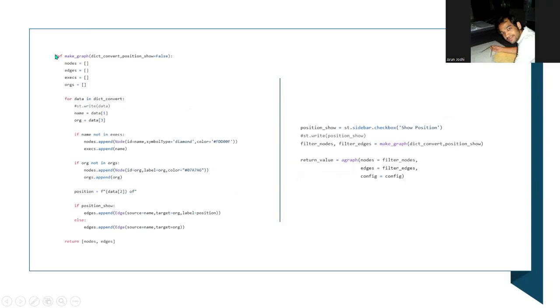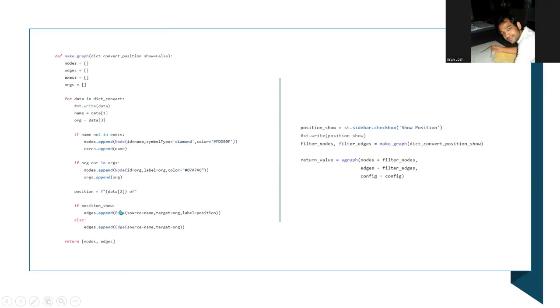Our main core logic lives in the graph function, and the make_graph function is where the nodes and the edges are created. We create an empty list initially for our nodes and edges, and we also store our executive names and organization names in separate lists. Then we loop over our dataset information like name and organization. If the name is not already there, then it is appended to the node list and stored. The same goes for the organization: we check if the organization is already part of our organization list, and if not, we append it to our nodes.